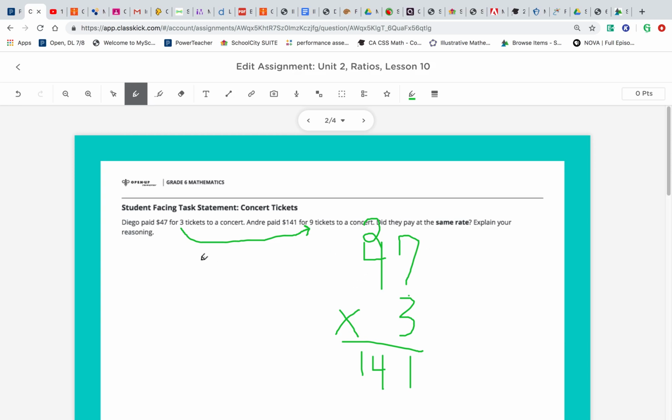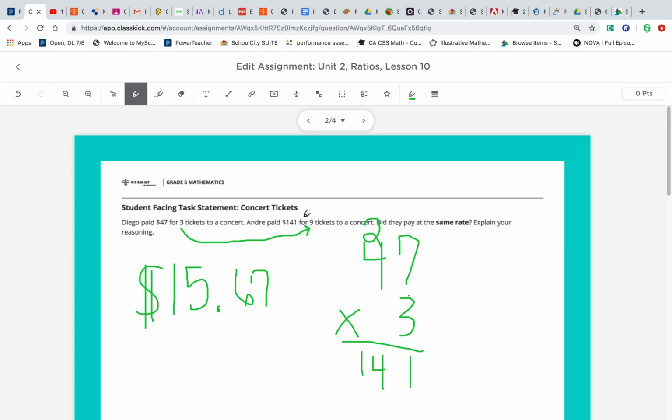They did. Okay, you can draw a double number line here as well. Or you could, like we said, we could divide 47 divided by 3. 47 divided by 3 is going to be 15 and 2/3. And so in dollars and cents, it's going to be $15 and 2/3 of a dollar. 2/3 of a dollar, we can call that 67 cents, but it's really 0.666 repeating, right? And then 141 divided by 9, you can see it's going to end up being the same thing, because we know that they paid the same rate.